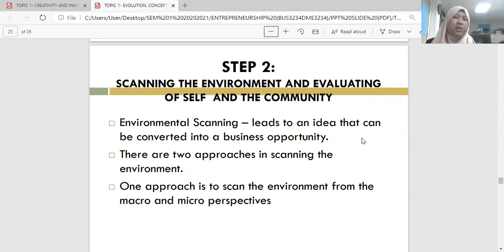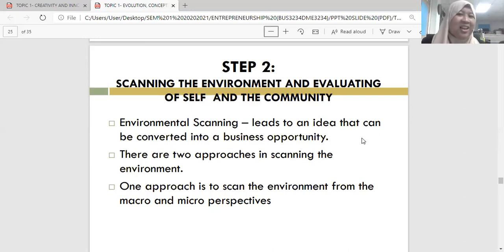As I mentioned earlier, if you still remember, under the environment we have two types: the internal environment and the external environment. So when we are scanning the environment, that leads to an idea that can be converted into a business opportunity. My formula for this class, I want you to remember until the end of your diploma subject: every single opportunity has challenges, and every single challenge is an opportunity, and every single problem is an opportunity.